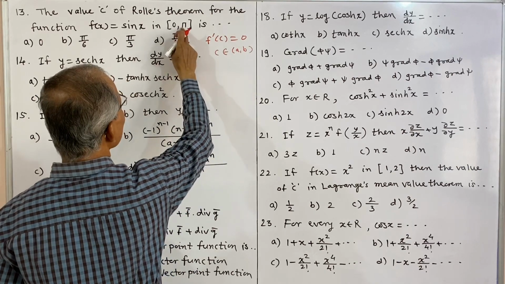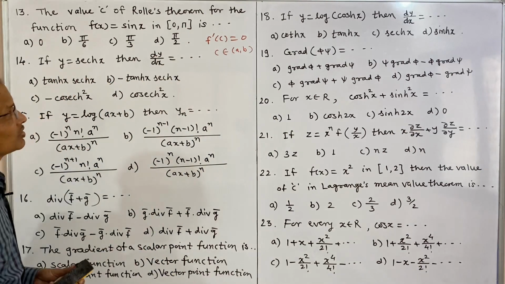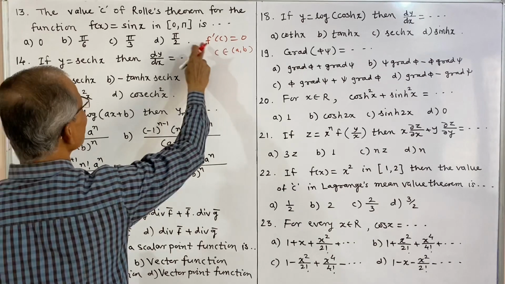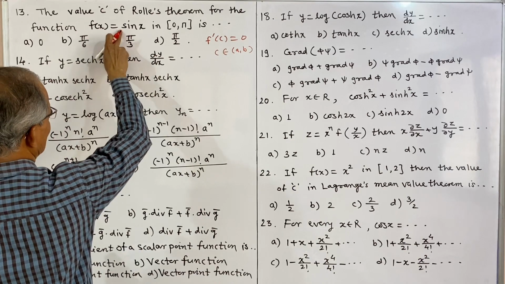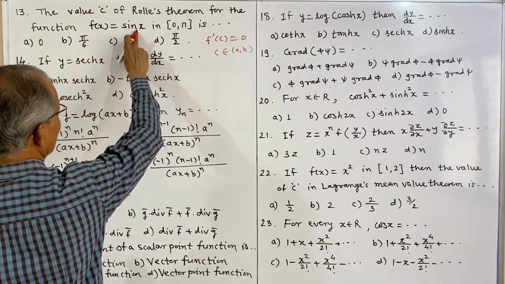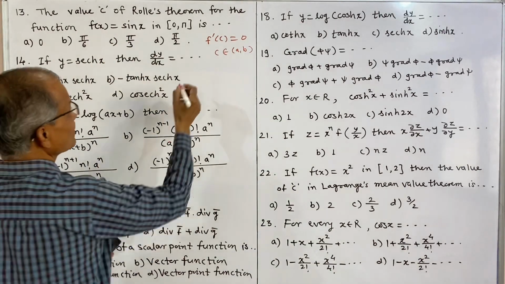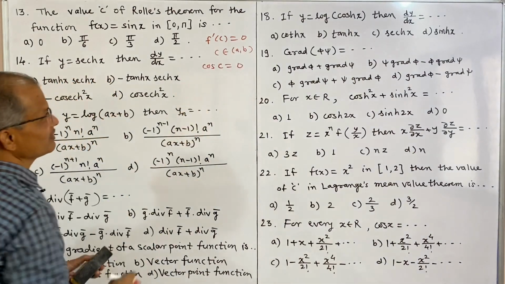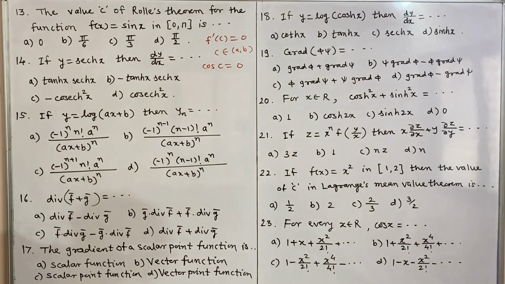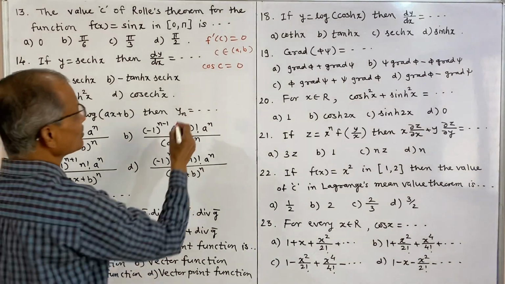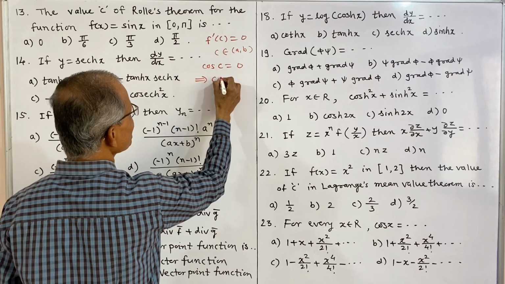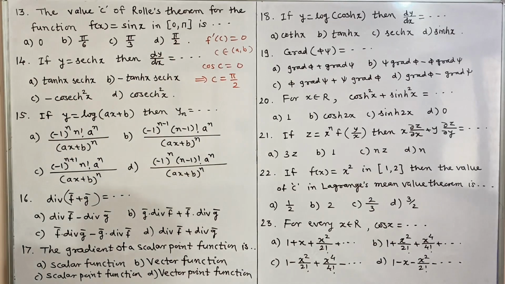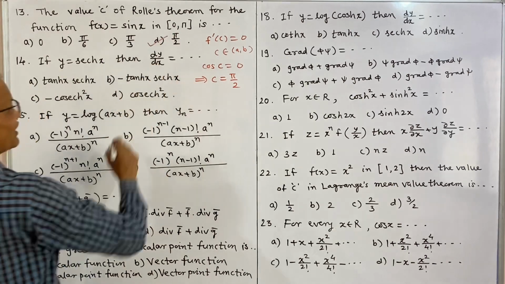Here the interval (a, b) is 0 to pi, means a is 0 and b is pi. And what is f dash of c? The derivative of f of x, derivative of sin x, is cos x. So here cos c is equal to 0. F dash of c means cos c is equal to 0, and this implies what is the value of c? C is equal to pi by 2 in this interval 0 to pi. And therefore the correct alternative is pi by 2.